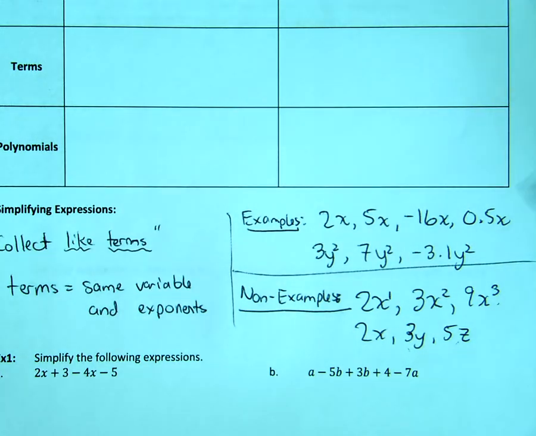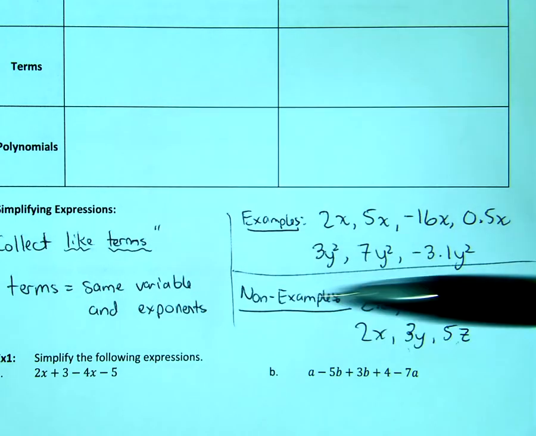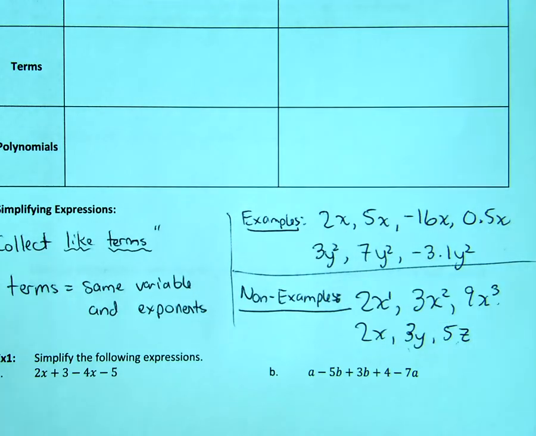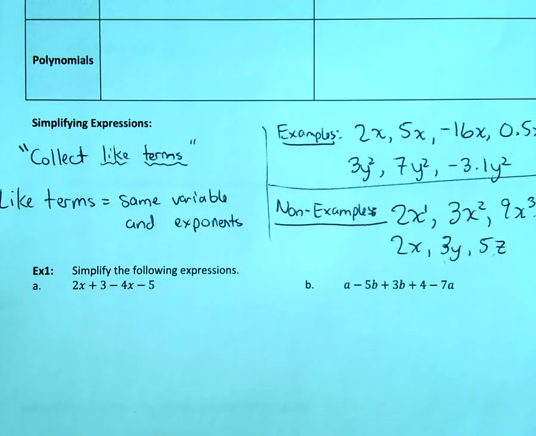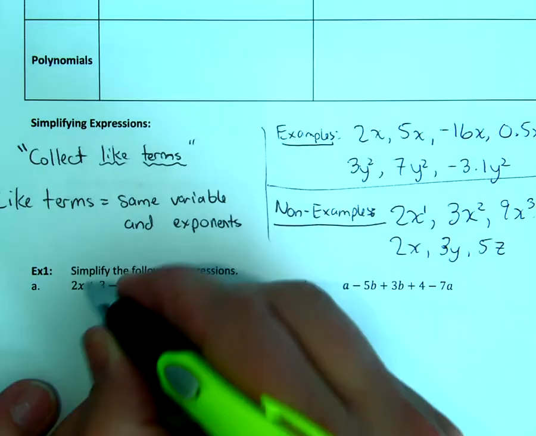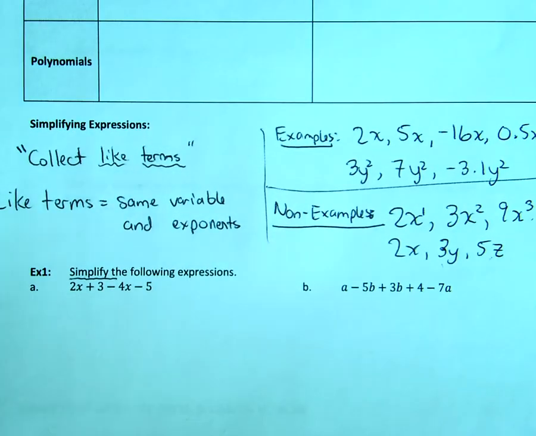Okay, so when we're simplifying expressions, we're going to collect like terms. Like terms have the same variable and exponent. So some examples, some non-examples. We'll be going through these when we go through the examples. So number one, simplify the following expression. So you're only ever going to have to simplify these. You will never solve an expression, only simplifying.